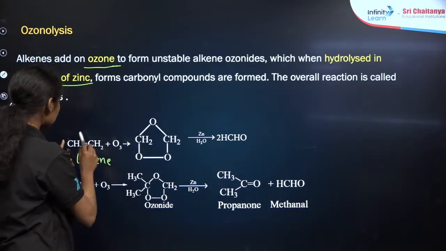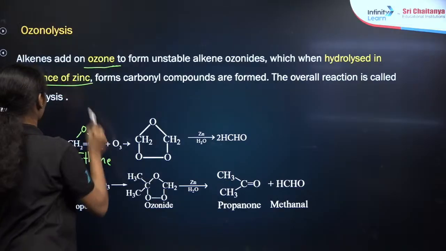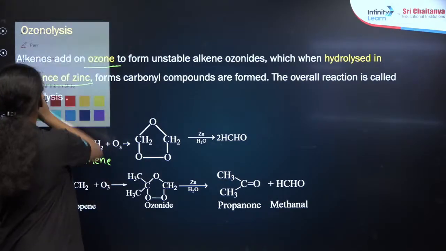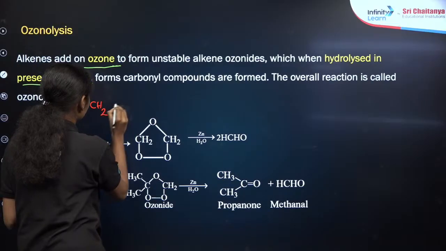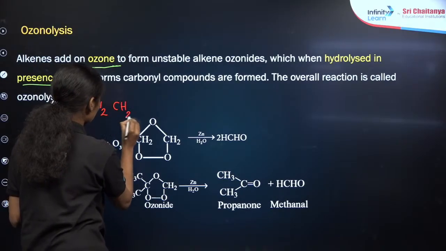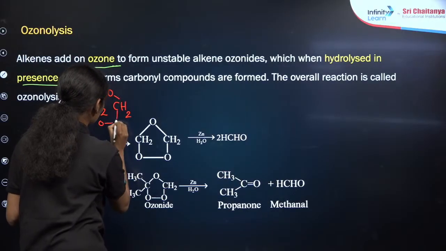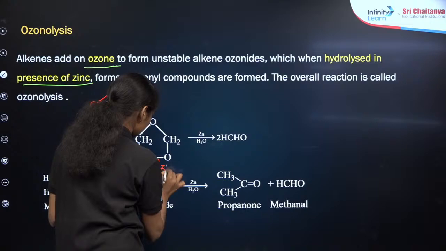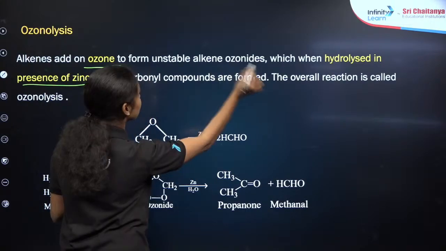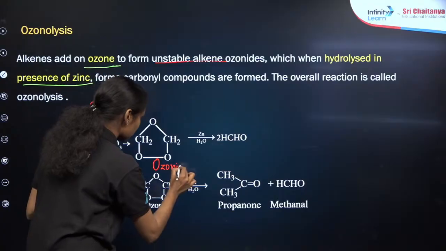So you will make this bond like this, CH2 CH2. Ozone will combine here like this, the O3 molecule. This is the intermediate that is known as ozonide. Ozonide will be highly unstable, so this is known as ozonide.